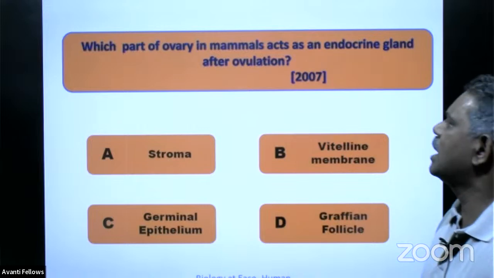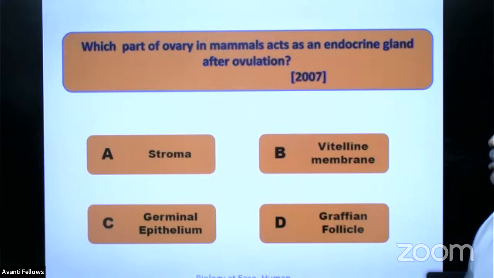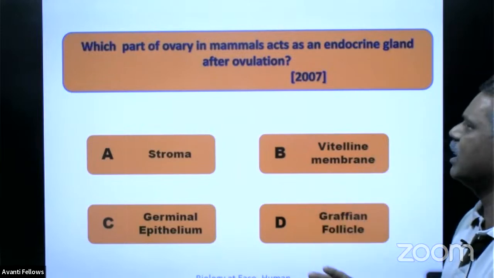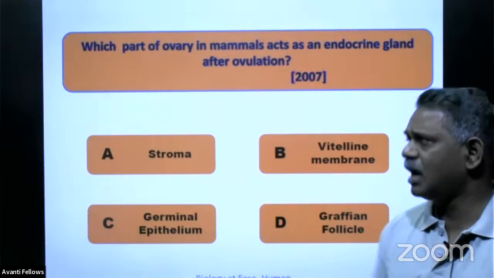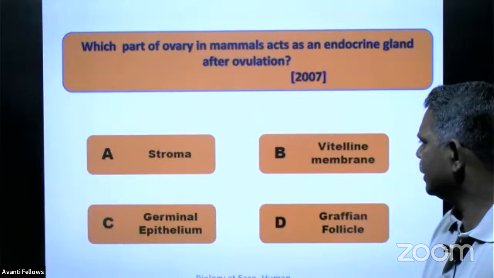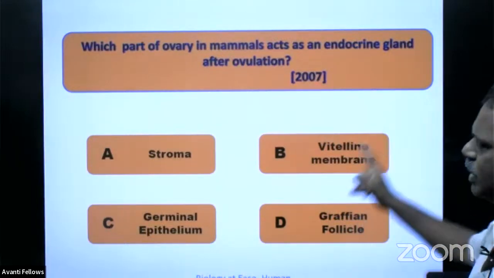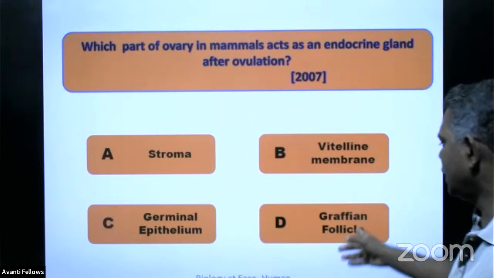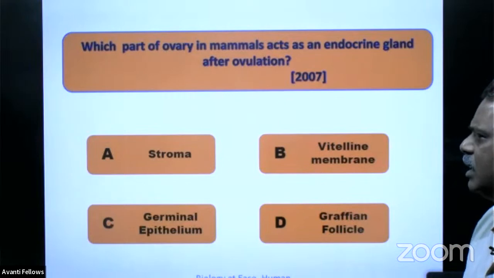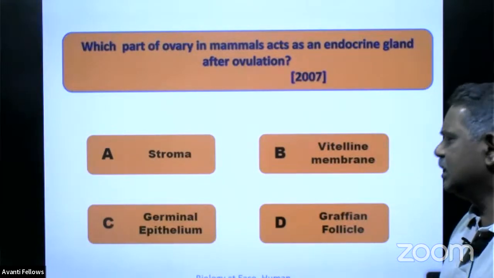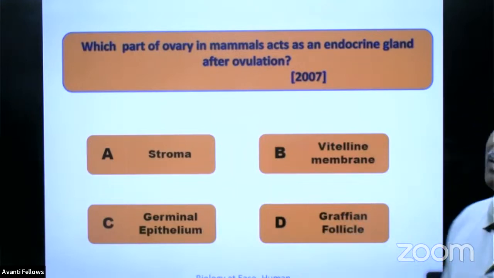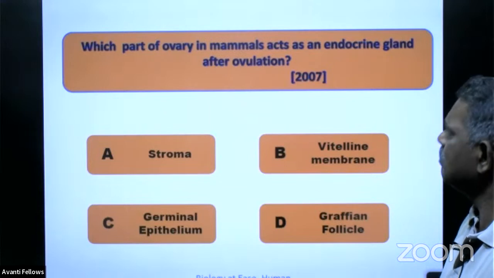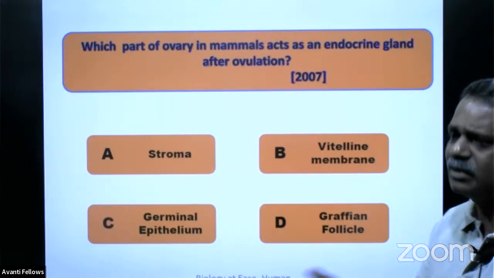Which part of the ovary in mammals acts as an endocrine gland after ovulation? Not before, after ovulation. Is it the stroma? Is it the vitelline membrane? Remember, which part of the ovary only is asked. So stroma, then vitelline membrane, then germinal epithelium, and the Graafian follicle. There are 4 options given here. A is stroma, B is vitelline membrane, C is germinal epithelium, and D is the Graafian follicle. Find out the correct answer from these 4 options. Which part of the ovary in mammals acts as an endocrine gland after this ovulation?